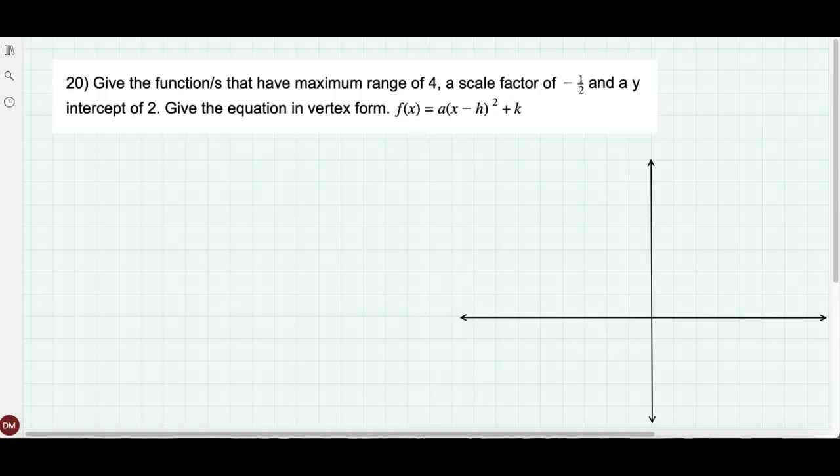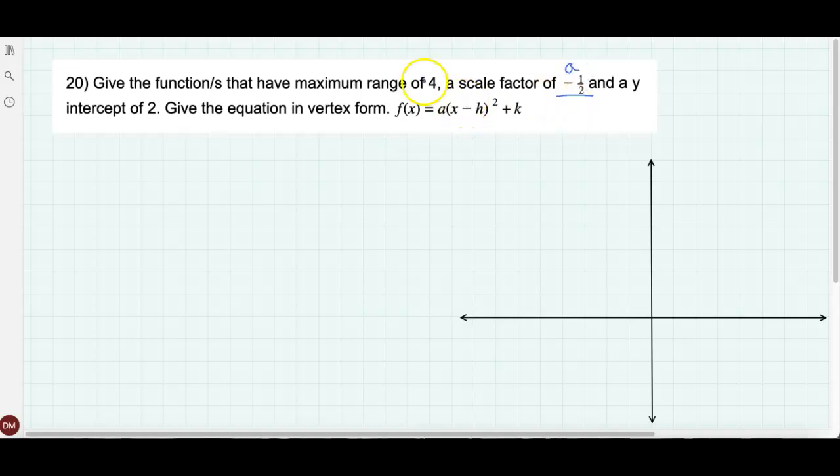All right, so I like to approach these problems like they're a puzzle every time, and we've got to find the missing pieces and start putting the pieces together. So let's start thinking about this. We're looking at this in vertex form. If we can determine what the vertex is, then we're pretty much done because we already have the scale factor. So scale factor, this is A, right?